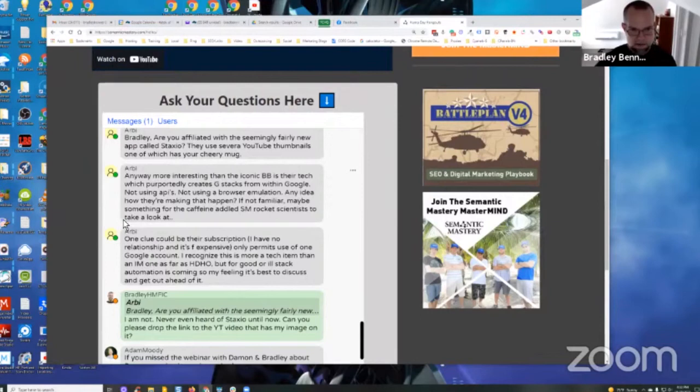They use several YouTube thumbnails, one of which has your cheery mug. Anyway, more interesting than the iconic BB is their tech, which purportedly creates G-stacks from within Google, not using APIs, not using browser emulation. Any idea how they're making that happen? If not familiar, maybe something for the caffeine-addled SM rocket scientists to take a look at.